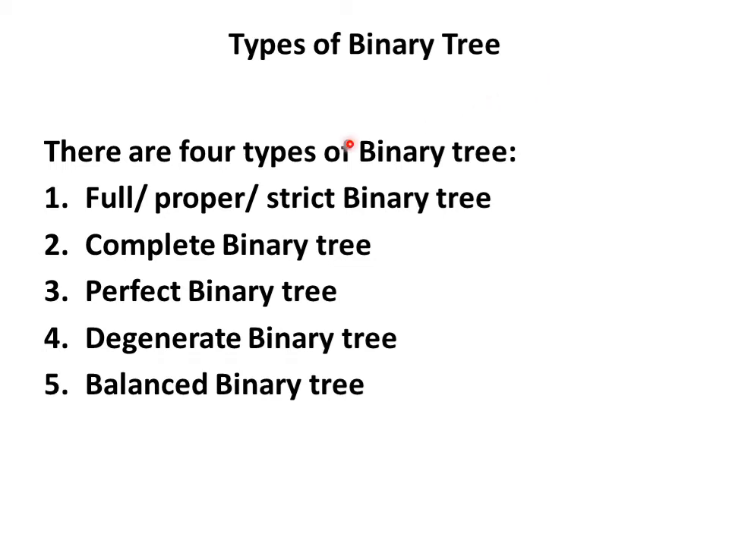Types of binary trees. There are 4 types of binary trees, that is full, proper, or strictly binary tree, complete binary tree, perfect binary tree, degenerated binary tree, and balanced binary tree. This is the 5th one. Actually, we will take only these 4. Now we have included another one, the balanced binary tree. I will explain one by one in upcoming sessions.